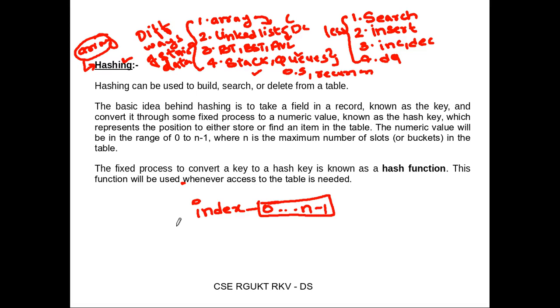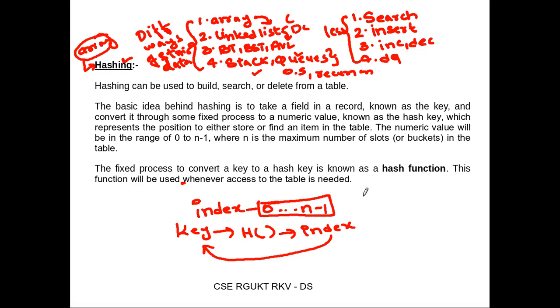But here what we do is, given a key element, we pass this key element to a hash function, and the output of this hash function will be the index at which this key has to be stored. Okay, so we'll see what this hash function is and what the different types of hash functions are.